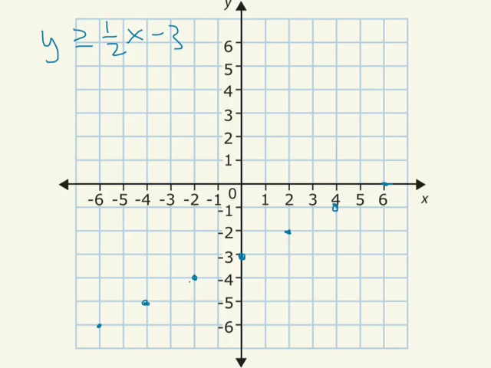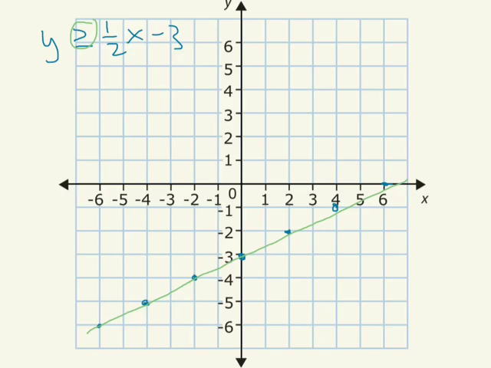My next step is to figure out whether I'm going to have a dashed line or a solid line. And the way I figure that out is from, again, our inequality symbol. Our inequality is greater than or equal to. That part that says or equal to tells us that we're going to use a solid line. So I'm going to connect these dots with a solid line. Okay, so now we're almost done.